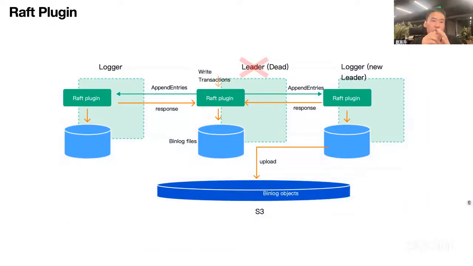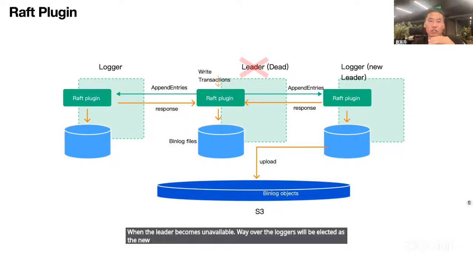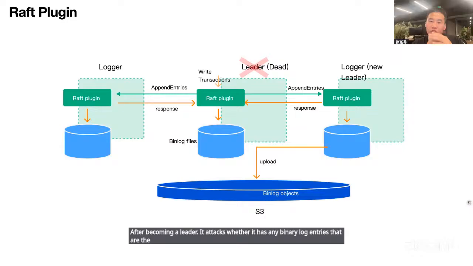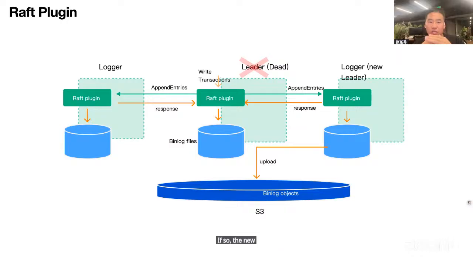Okay, in WeCircle's Raft-based plugin, failover is handled automatically. When the leader becomes unavailable, one of these loggers will be elected as the new leader using Raft's consensus protocol. After becoming leader, it checks whether it has any binary log entries that the previous leader had not yet uploaded to S3. If so, the new leader will upload the remaining binary logs to S3, ensuring no data loss.